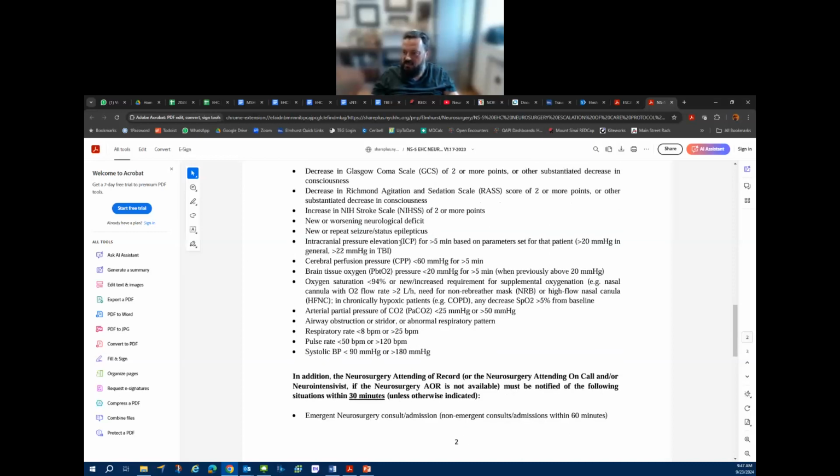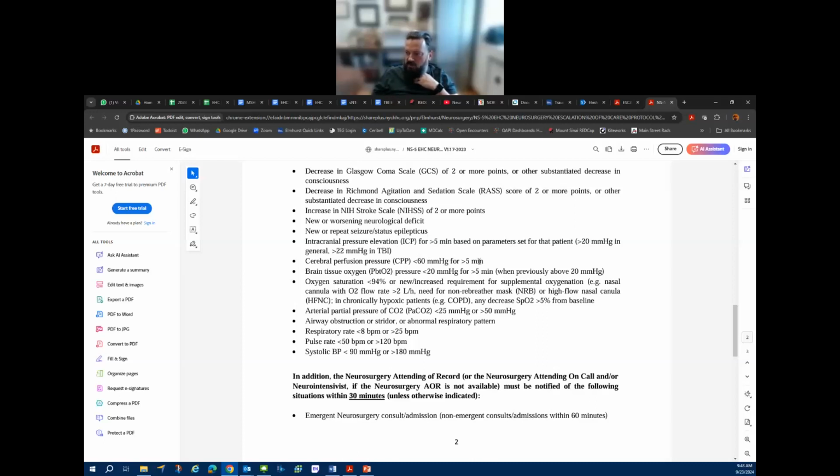A new or repeat seizure or status epilepticus, those are things that should obviously be escalated. Intracranial pressure elevation, so ICP elevation for greater than 5 minutes, based upon parameters that we set for that patient. So again, if it's 20 or 22 or 25 in some cases, if it's above that for more than 5 minutes, sustained, that should be escalated as well.